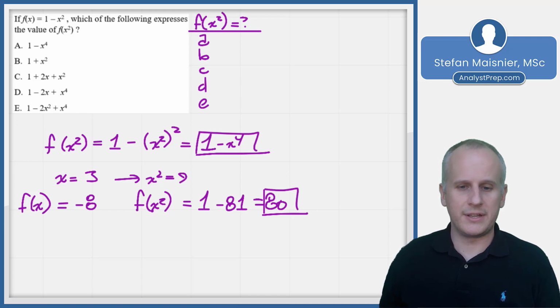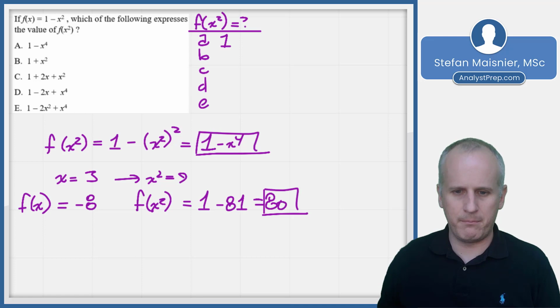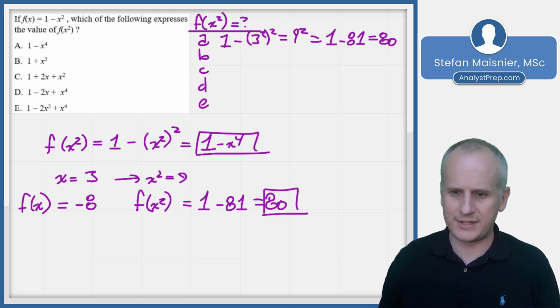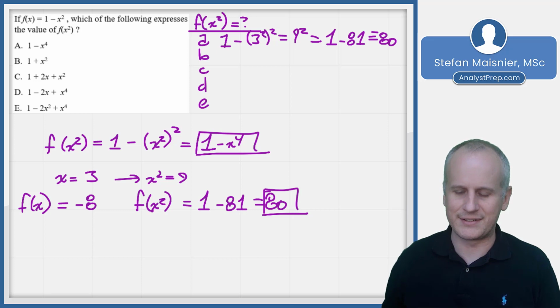So if we're looking at choice A, that's 1 minus x to the 4th. So that's going to be 3 squared. And of course, that's going to be 9 squared. And that's going to be 1 minus 81. And there's my negative 80. Now, on the exam, go ahead and at least test the rest of them to make sure there's no duplicates.